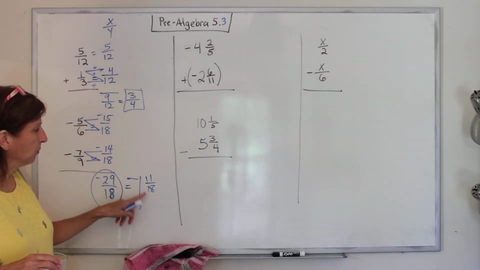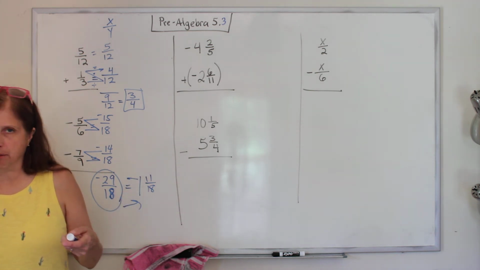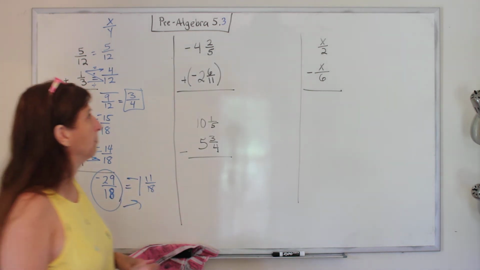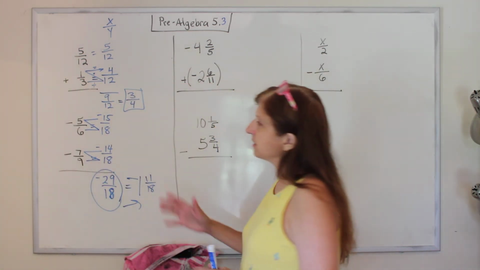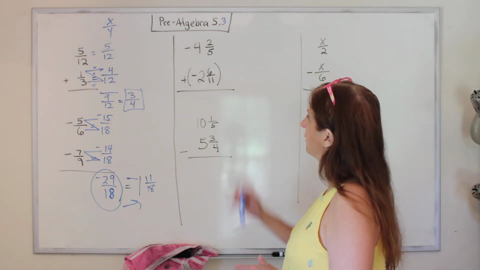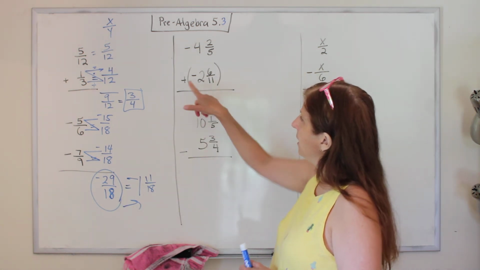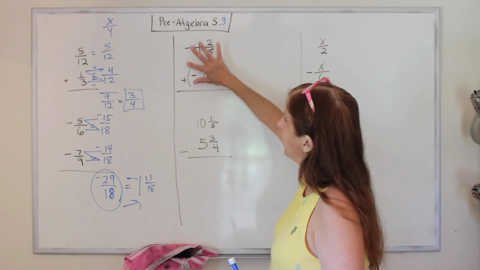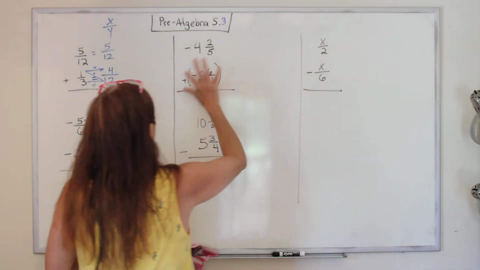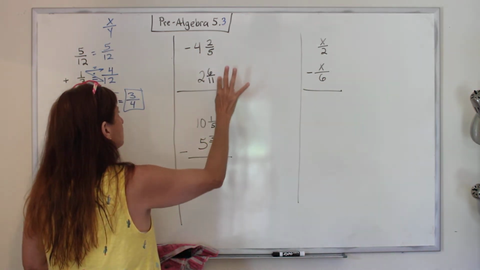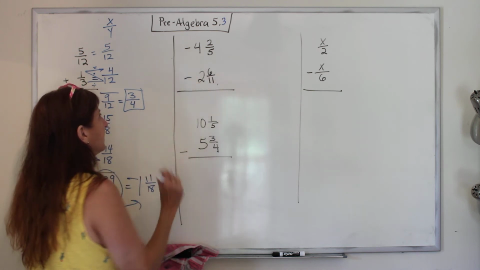Where if I wanted to do more math with this, I'd have to do a C problem and turn it into improper. Alright, so that's a little something to look forward to with algebra. Okay, here's another one. Now notice how this is ugly. I don't like that. And plus a negative is the same thing as subtract. So I'm just going to change that to here.